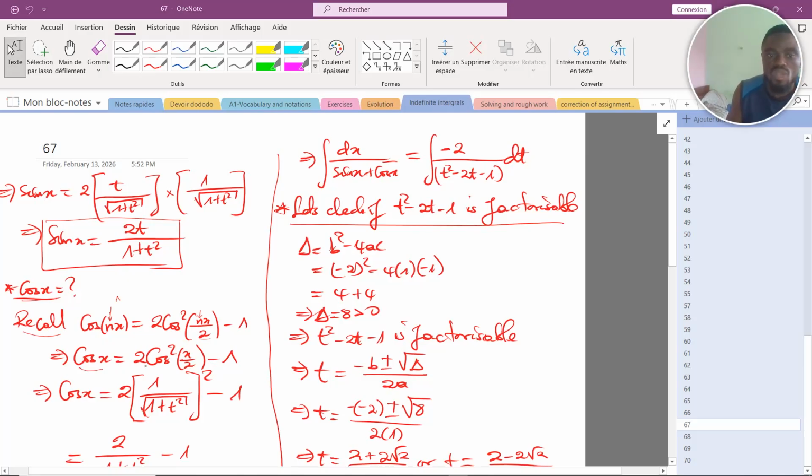2 cos square x on 2 minus 1. Is that okay? We had already found cos x on 2, which was 1 all over the square root of 1 plus t squared from the triangle. So I'll just replace it. I'll have cos x being equal to 2, I open my brackets, 1 all over the square root of 1 plus t squared, all that squared, minus 1. Is that okay?